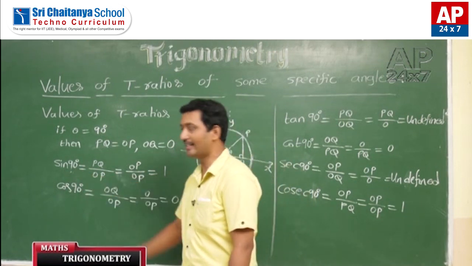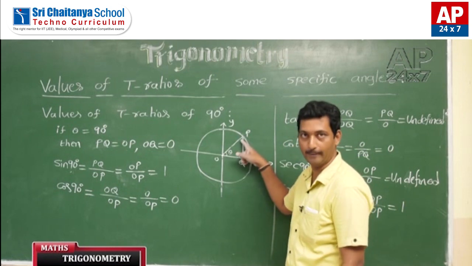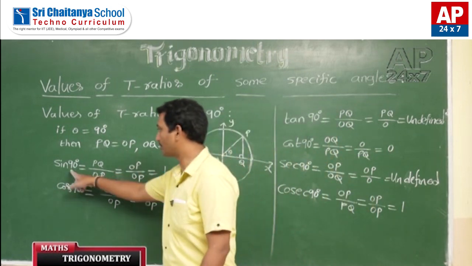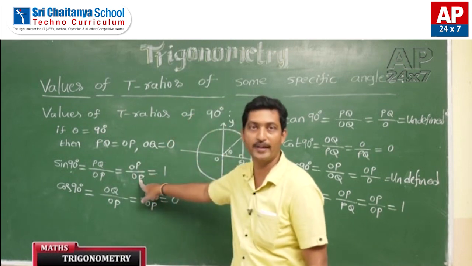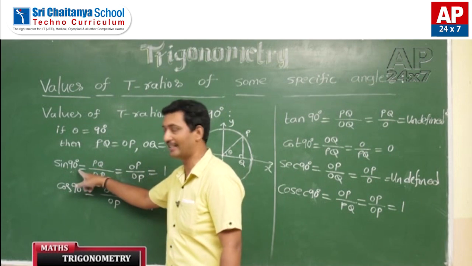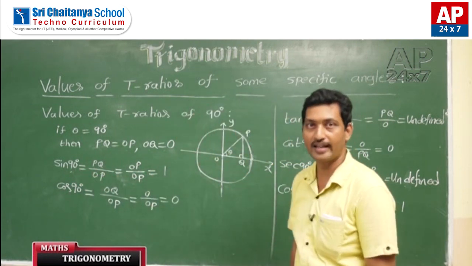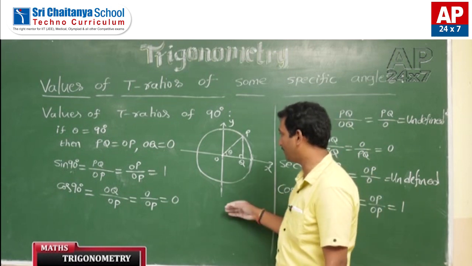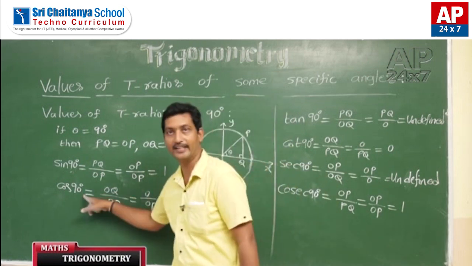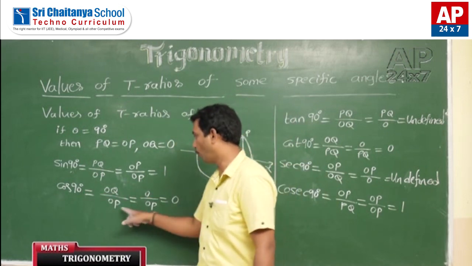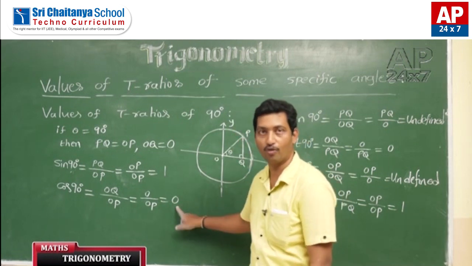Therefore, these two happen when theta equals 90 degrees. Now, sine 90 degrees. What is sine theta? Sine theta is equal to PQ by OP. But theta is 90 degrees, PQ by OP. What is PQ? OP. OP by OP equals 1. Therefore, sine 90 degrees is equal to 1. Come to cos 90 degrees. How is cos theta defined? OQ by OP. Now replace theta by 90 degrees. OQ is 0, OP by OP only. Therefore, cos 90 degrees is equal to 0.